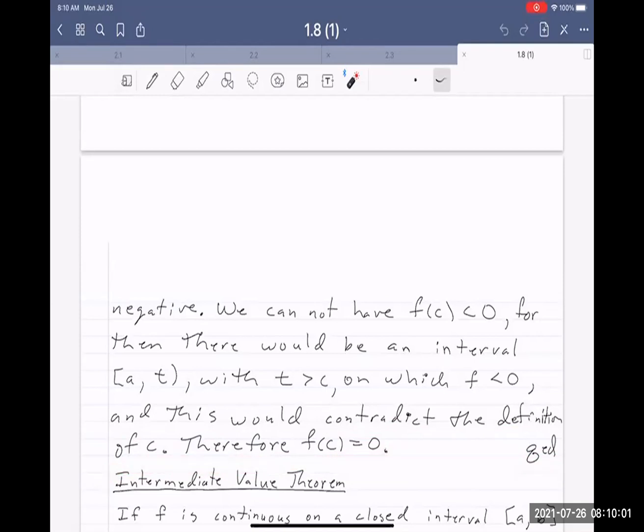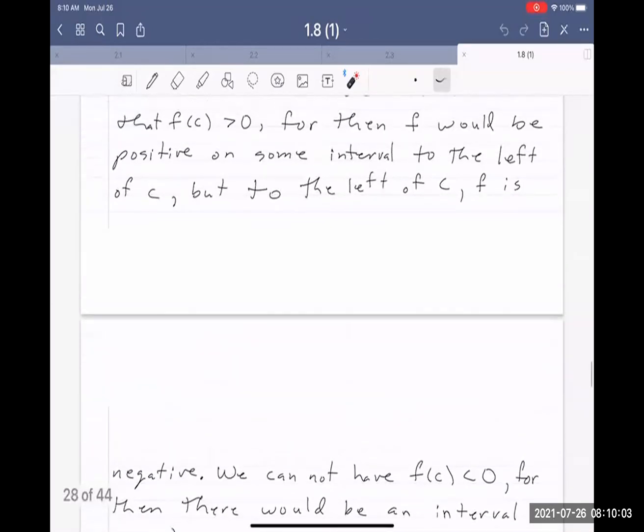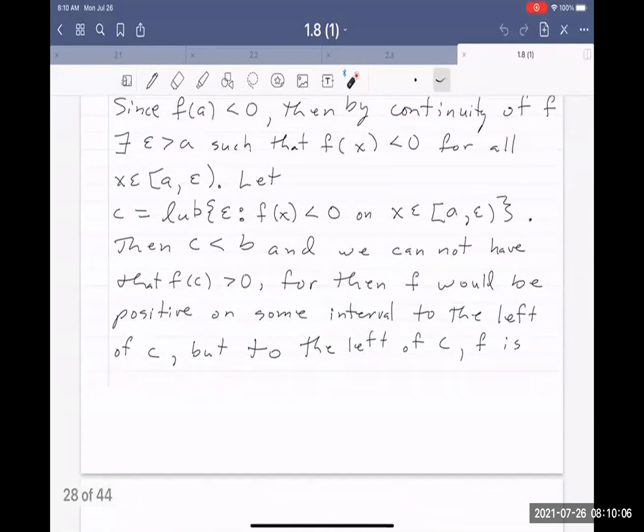Note that it is very important that we have used in this theorem the least upper bound. And so we have used the least upper bound principle, and so we've used the fact that the real numbers satisfy the least upper bound axiom.